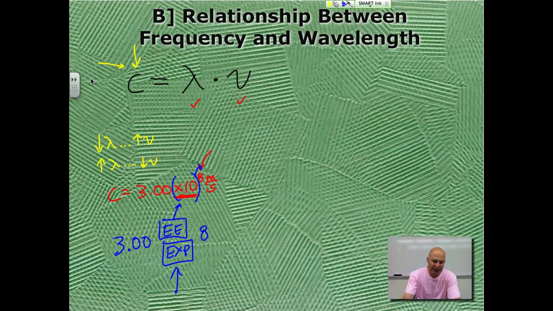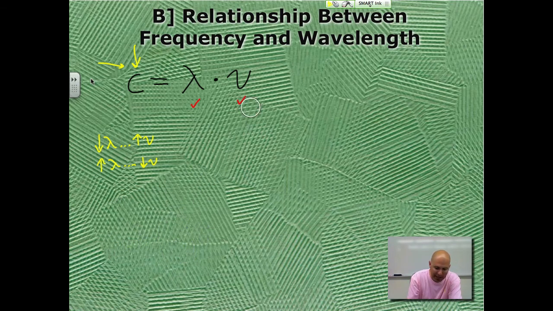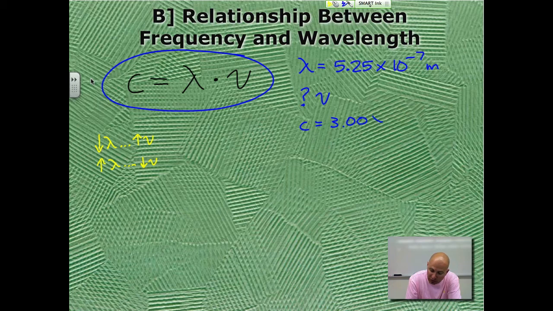And again, it's important to remember. So let's go ahead and say I give you a wavelength and I want you to solve for this. Say your wavelength is 5.25 times 10 to the negative 7 meters, and I want to know what the frequency is. The formula is right here, speed of light, and again, remember that the speed of light is a constant, 3.00 times 10 to the 8th meters per second.